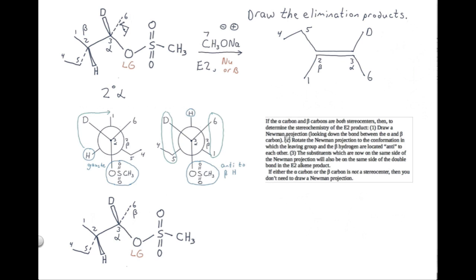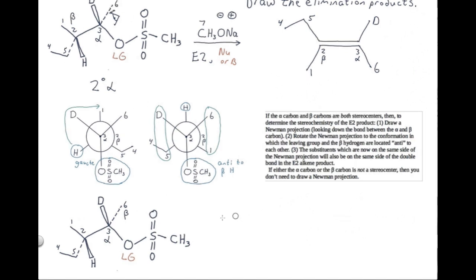We're not going to need to draw the Newman projection here. We would only need the Newman projection if the alpha and beta carbons are both stereocenters. Because this beta carbon is not a stereocenter, we don't need a Newman projection to draw the E2 that involves beta carbon 6. Since I'm not using a Newman projection for this case, I will draw the electron pushing arrows mechanism for this beta carbon.